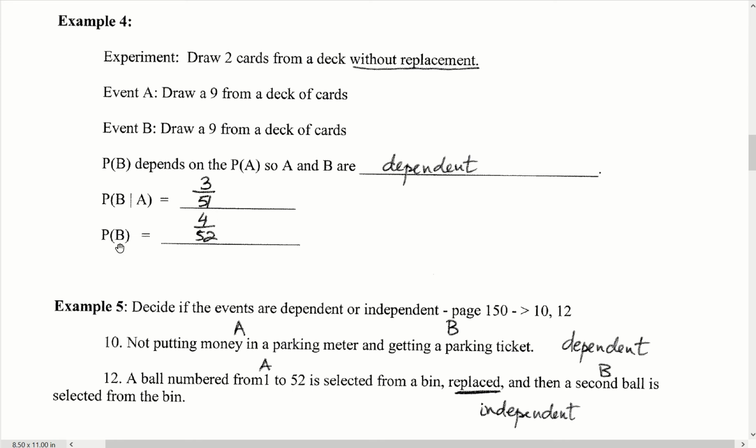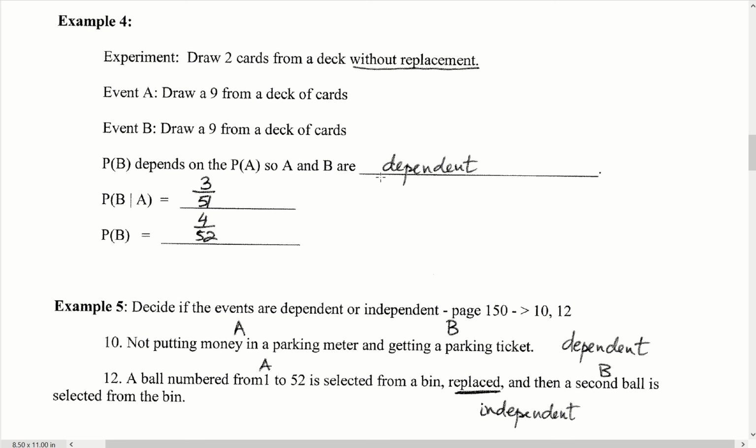And if we just ask the question, what's the probability of just getting a 9 in general, the probability of getting a 9 on one selection would be 4 out of 52. We see that these two probabilities are not equal to each other. Therefore, events A and B would be dependent.